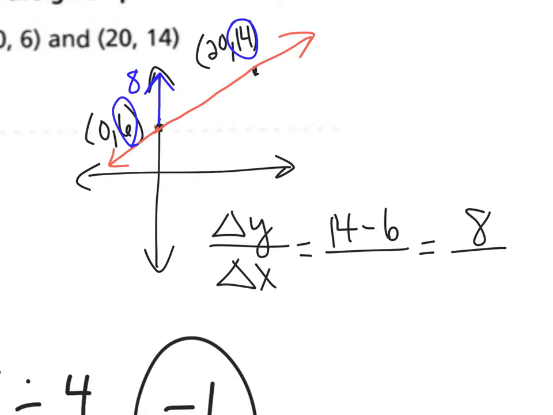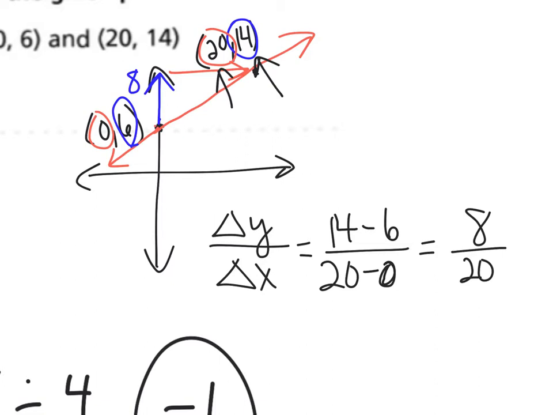Our x values are 0 and 20. We're going from 0 to 20. So we're going over to the right, which is positive 20. Again, we could subtract those. 20 minus 0 is 20. Again, notice I went in the same order. I started with the 14 for the y. I started with the 20 for the x. Same order, then I'm okay.